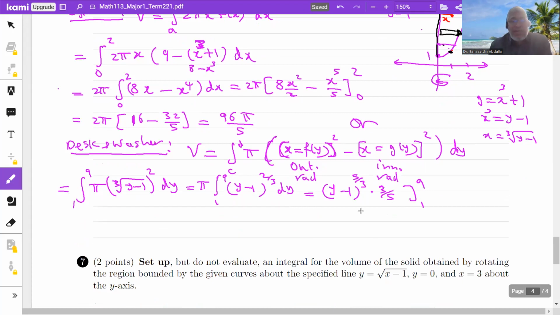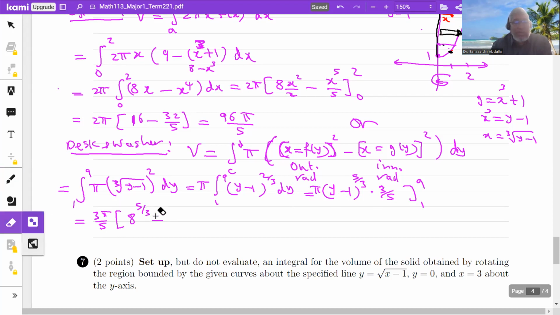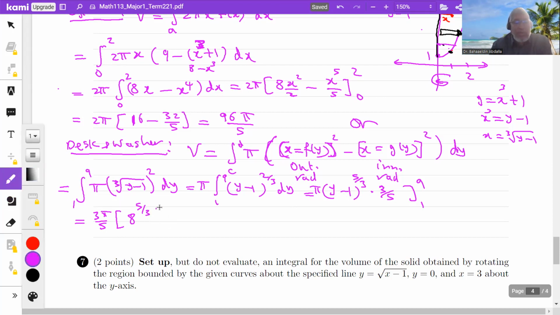So I can take, there is a pi also, do not forget the pi. So there is 3 pi over 5, keep this outside, and then replace y by 9. So I'll have 9 minus 1, which is 8 to the power 5 over 3, minus, replace y by 1, 1 minus 1, 0. That would be 0. Excellent. So we will have only this one.